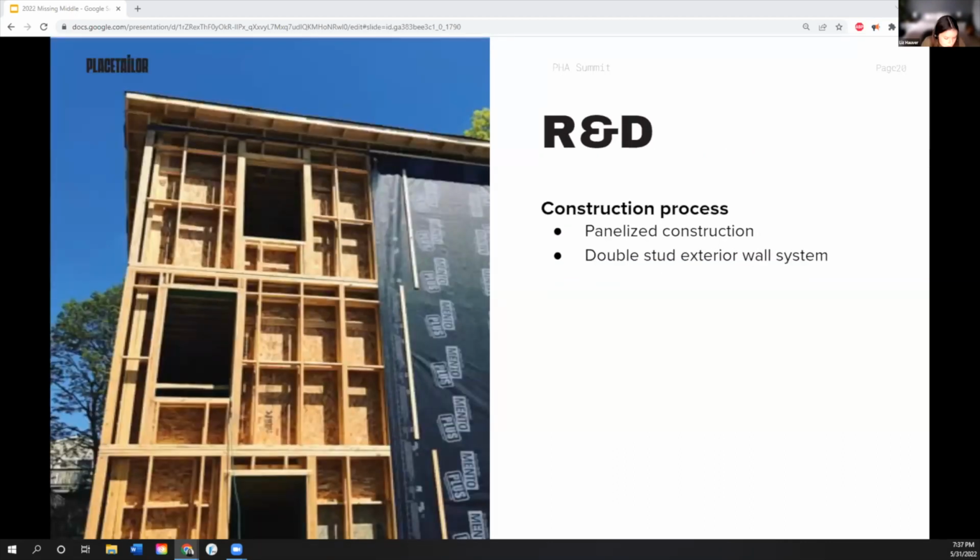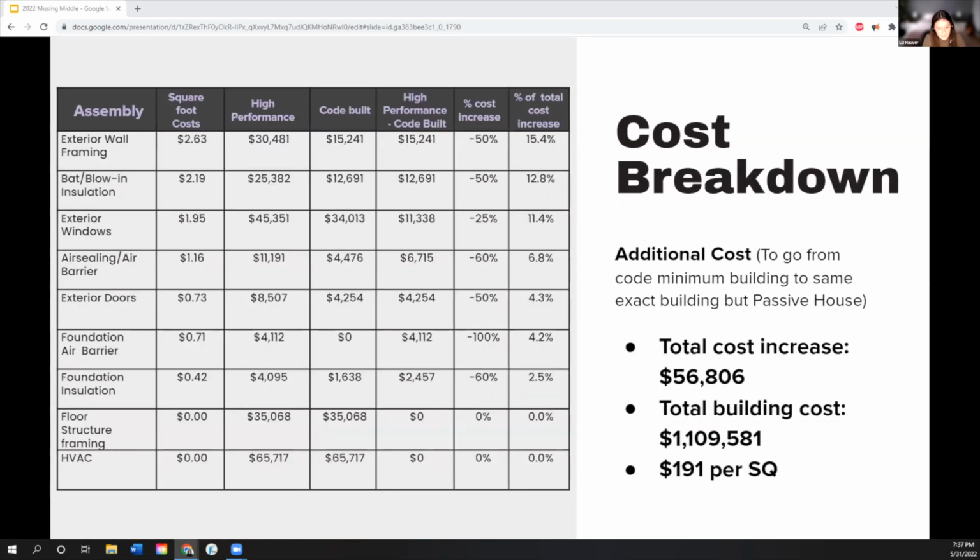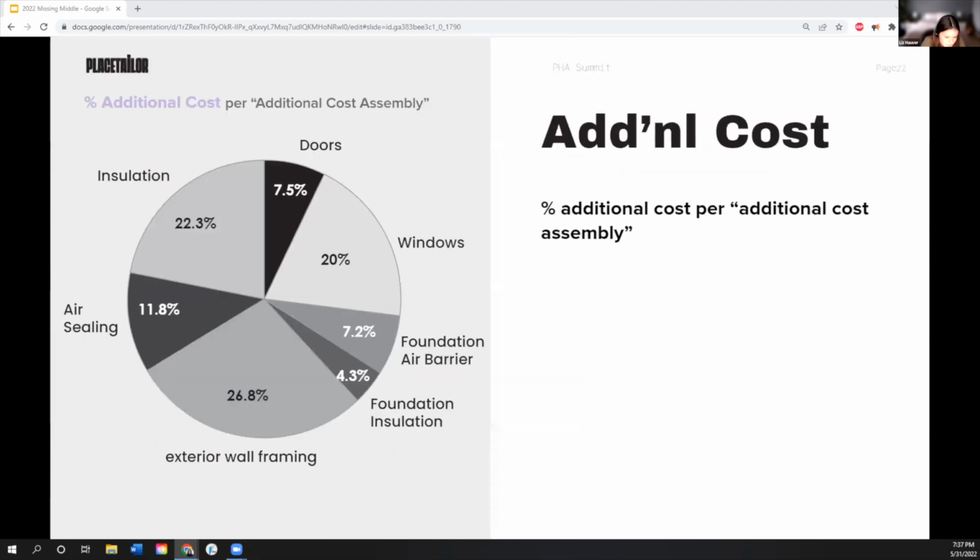This is a photo of the construction process. You can see these are the double stud walls with the WRB outside of that. And again, this was panelized construction, so it allowed for it to go up rather quickly. And this is a cost breakdown per assembly type. And so the total overall cost increase to construction was $56,000, and the total building cost was $1.1 million. So this breaks down to roughly $191 per square foot, which was under the client's requirement. So we were great.